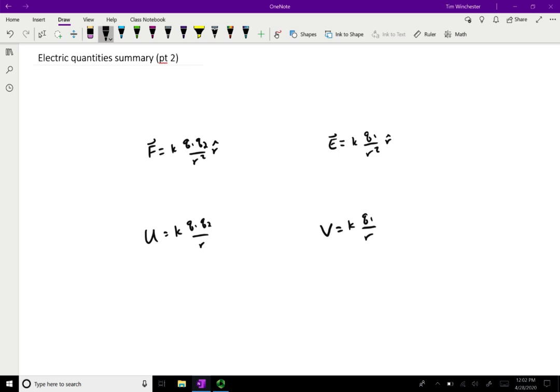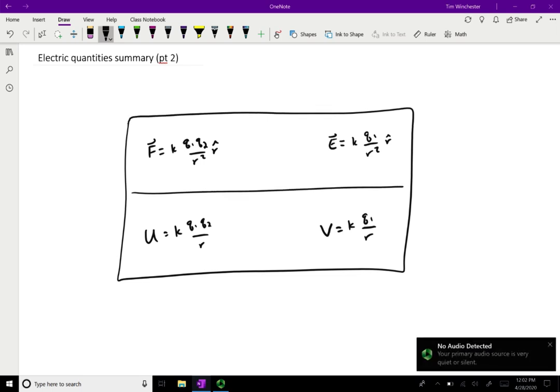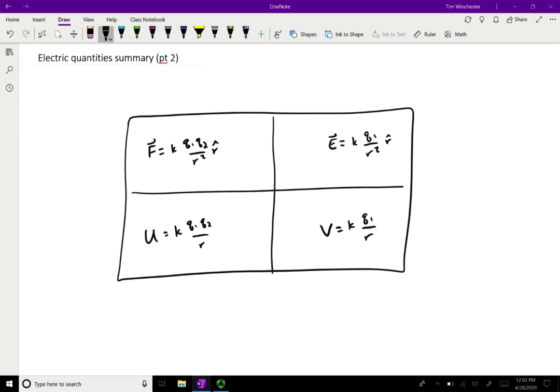So if I make this into a table, like so, then I can see that there are some relationships between these quantities. Okay, so across the top, I have two vector quantities, but the ones along the bottom are scalars. Okay, and as we know, scalars are easier to work with than vectors.